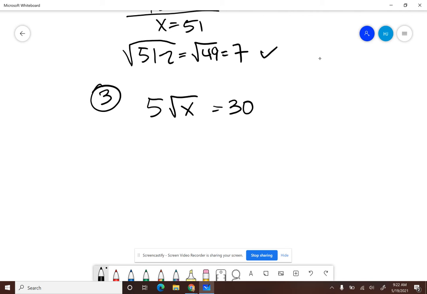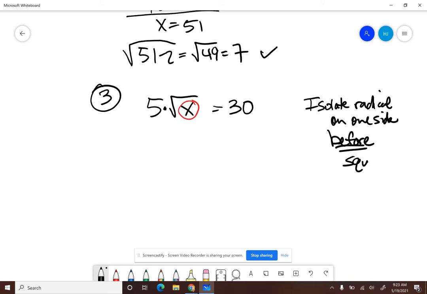Again, I've got to isolate this variable right here. This is what I'm trying to isolate, but I want you to notice that I have multiplication between the 5 and the square root of x. So one of the things that you have to make sure that you do is you need to isolate the radical on one side before squaring. Okay, so one of the first things I have to do is, if I've got something else with my square root symbol, I've got to get rid of that first.